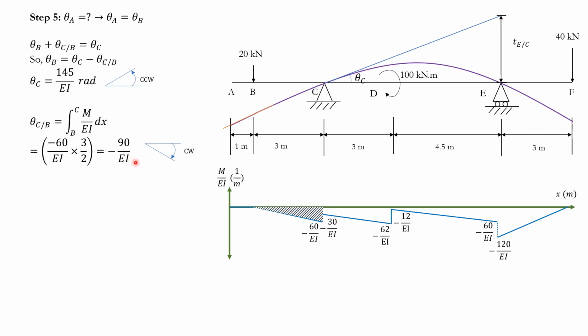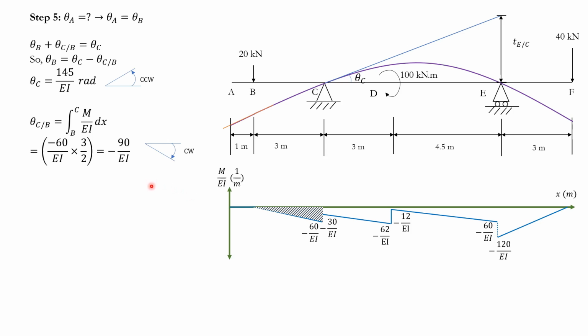And since it is negative, that means what? That means it is a clockwise change. Remember the sign convention? If the area under the M over EI diagram for the first theorem is positive, that means that the change in the rotation is counterclockwise. If it is negative, the change in rotation is clockwise, right? So in this case, it's negative. That means that the change in rotation is clockwise.